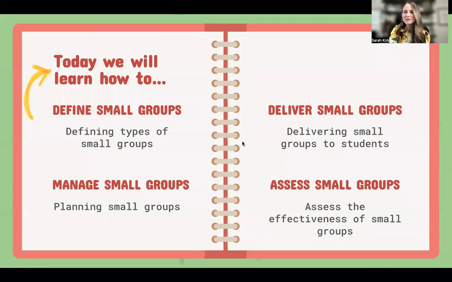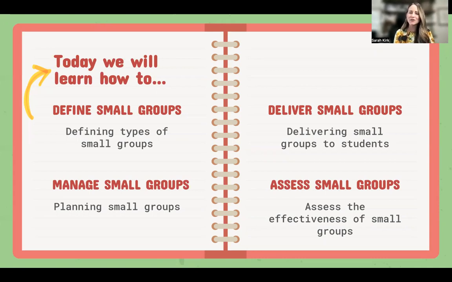I decided as I was preparing this presentation to break this up just like the ASCA National Model is broken up. We define, manage, deliver, and assess our comprehensive school counseling programs, and it fit really well to describe our small groups in this way as well. We're going to start off today defining small groups, making sure we know the different types of small groups. Then we'll talk about managing our small groups, really making sure we're preparing and planning effectively, and that gets us ready to deliver the small groups, using effective lesson planning and strong curriculum to deliver good, effective, efficient, and impactful small groups.